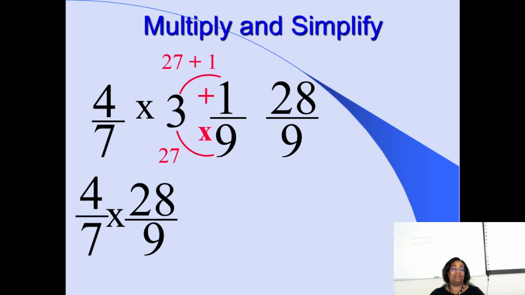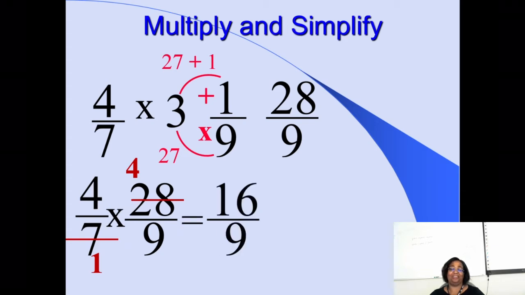4 7s times 28 over 9. Can you cancel? Can you cancel? That's right. 7 and 28. Yeah, by 7. So 7 goes into 7 once, and 7 goes into 28 4 times. So you did get 16, but that was on top. I mistook my 9 for a 1. Oh, okay. So the 9 is still there. Yeah, so I'm not going to get a whole number here.